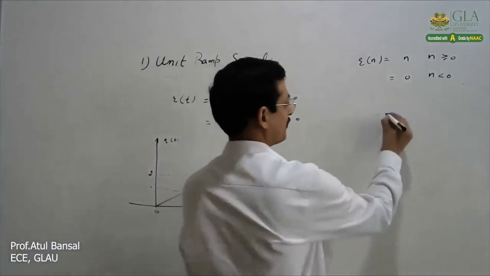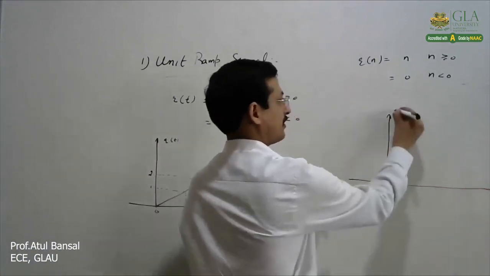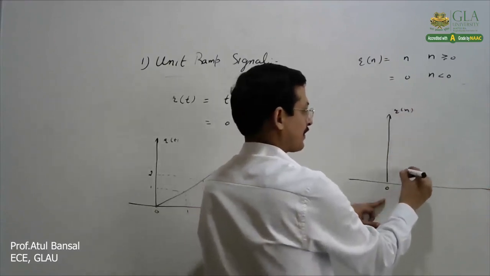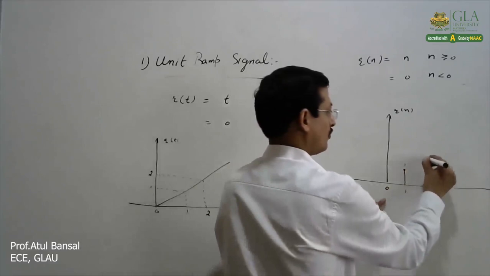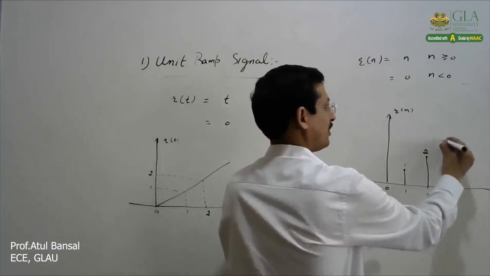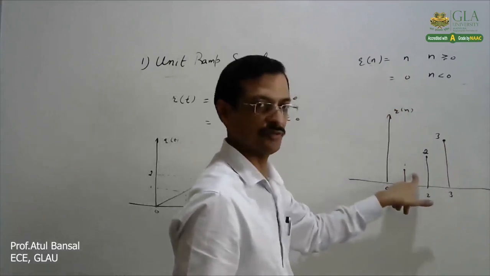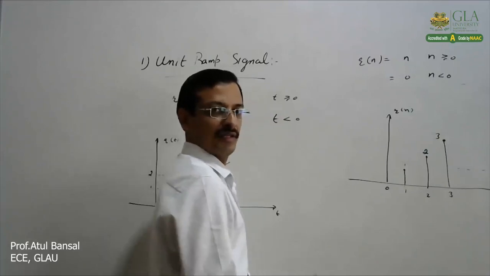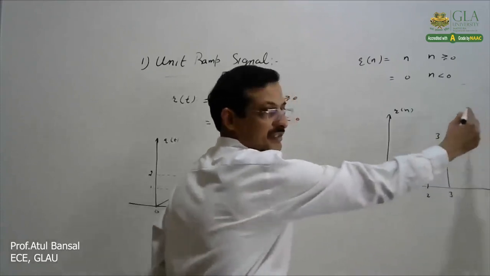And if you plot it, at 0 this will be 0. At 1, we will have an impulse of 1. At 2, we will have an impulse of 2. At 3, of 3, because it is n. Whatsoever is n, that is the magnitude. And it will keep on increasing up to infinity. And if you see, this outer envelope is the same, increasing linearly like this.